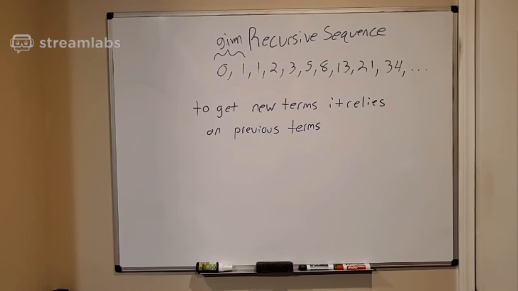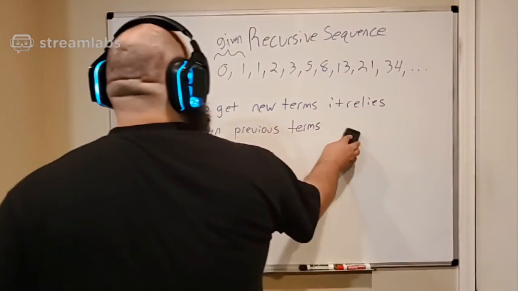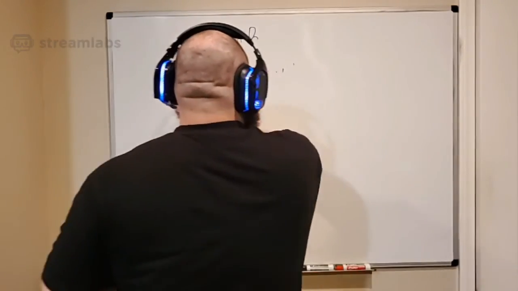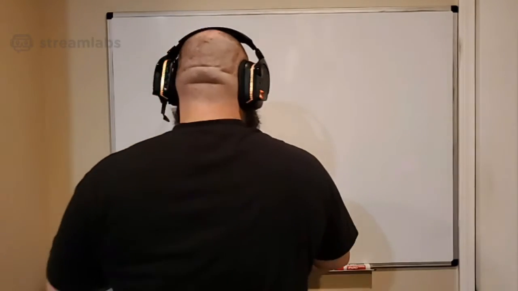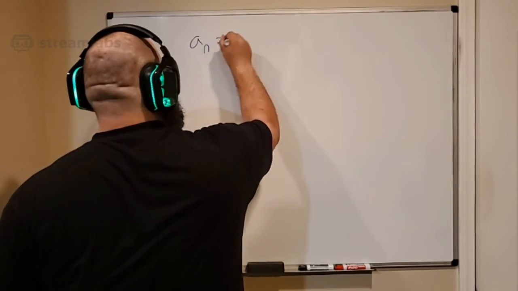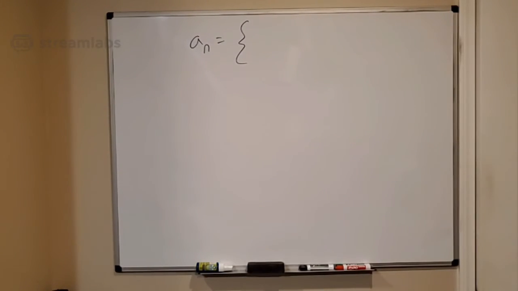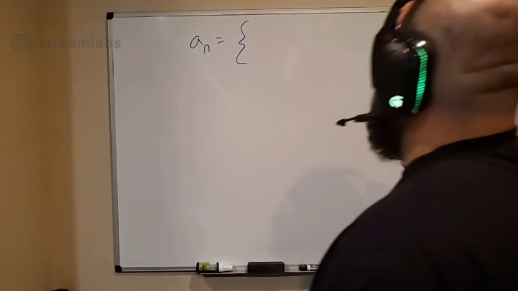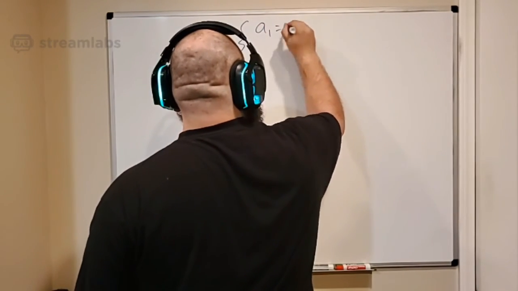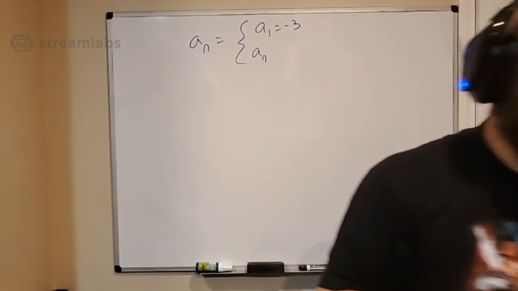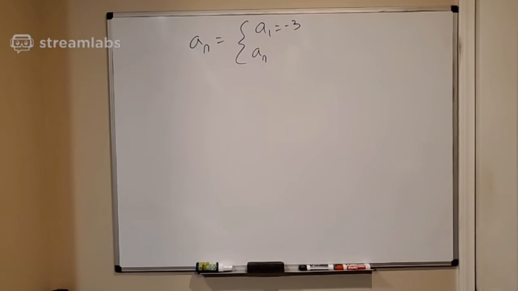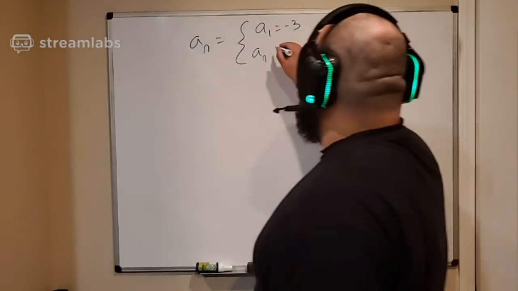Okay, so when we look at recursive sequences, the difference between what we just did with a generic sequence and finding the general term, and recursive sequences, is that they have to give you a starting point. So for instance, what we tend to write when we do these, a sub n is a piecewise function. So we get a sub 1 is -3, and then a sub n is equal to n times a sub n minus 1.